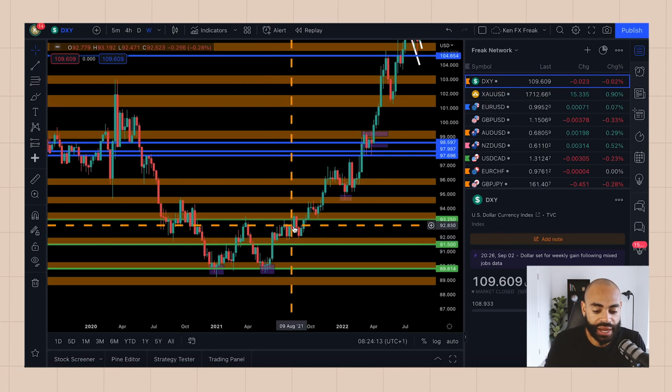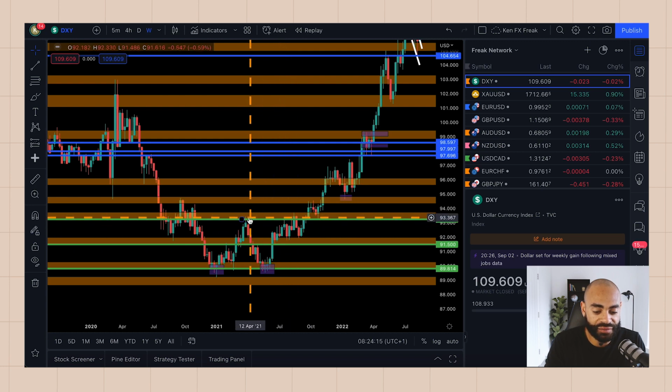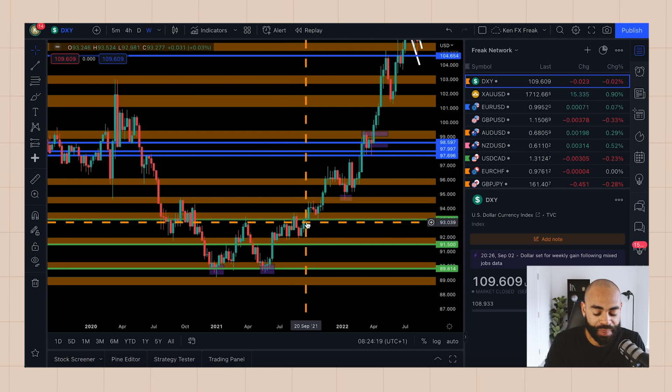So we had this nice push to the upside. Dollar started consolidating around that neckline of this W structure. Can you see that double bottom? Started consolidating, and we had that nice big breakout and retest.